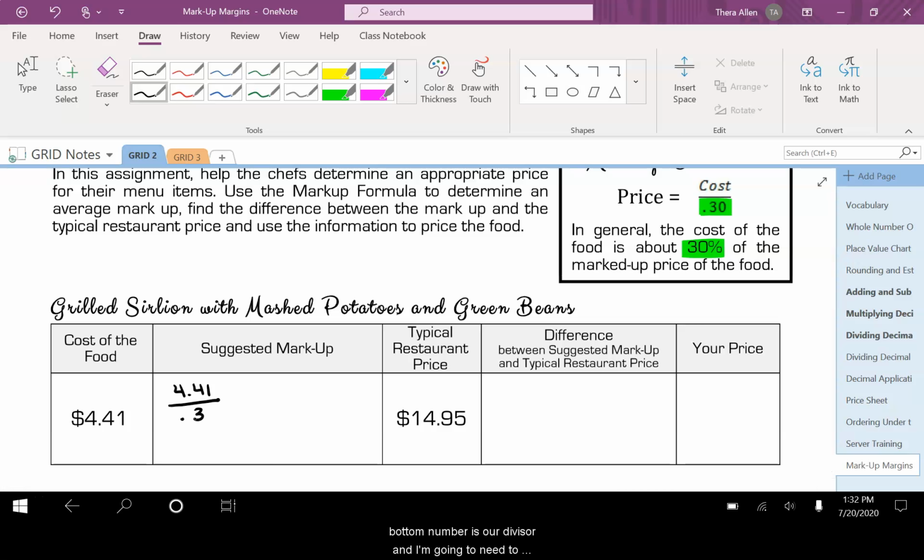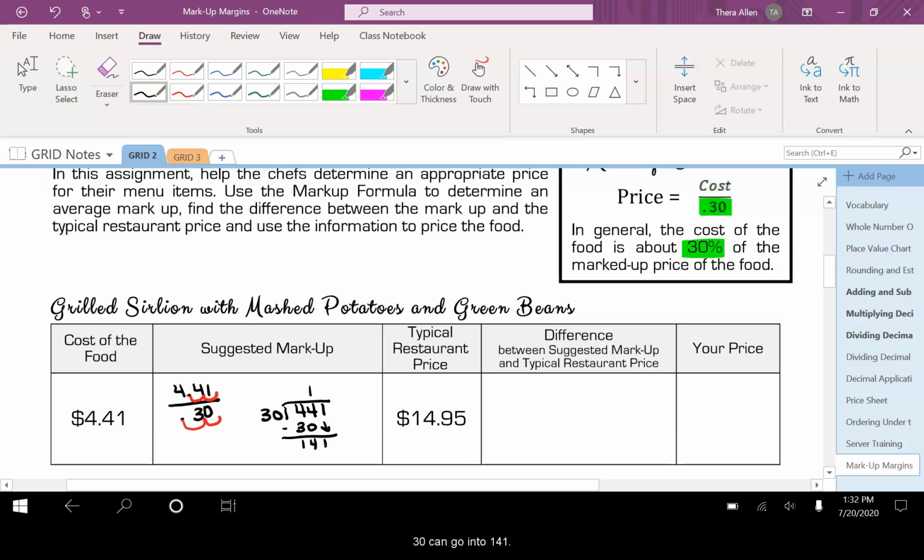Now, I want to go ahead and move our decimal. The bottom number is our divisor, and I'm going to need to move that one place. If you want to do it this way, we can move it 2 places, and I'll move the decimal up here 2 places as well. Now I'm going to write it out as a long division problem: 441 divided by 30. Now 30 cannot go into 4. It can go into 44 one time. Multiply that through and subtract, and we're left with 14, and we bring down the 1.